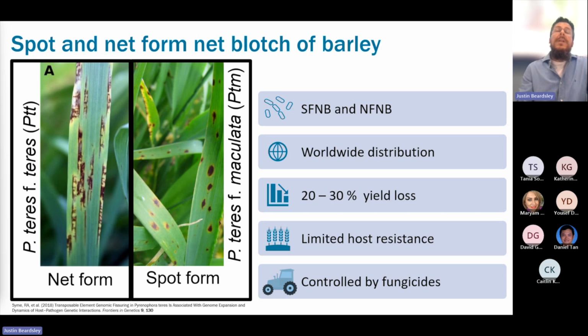And unfortunately, there's not a lot of resistance available from the host. We breed for yield, so there's not a lot of resistance in the varieties that growers are using at the moment. So the main means of control is the use of fungicides, and you can imagine there's an intensive use of chemicals for the control of this disease.